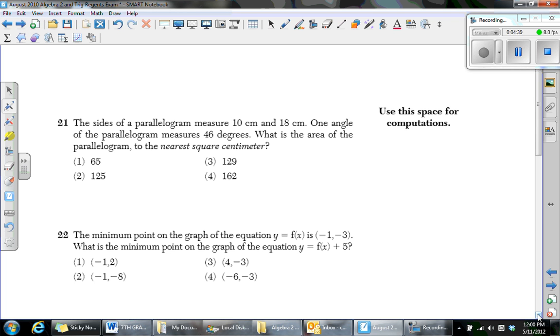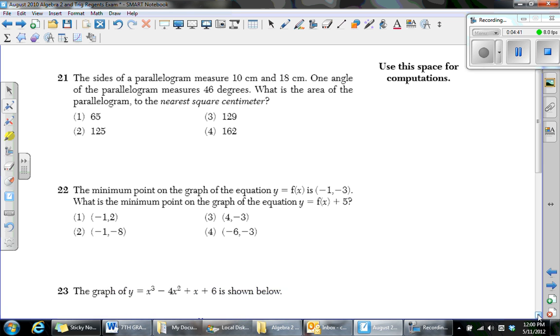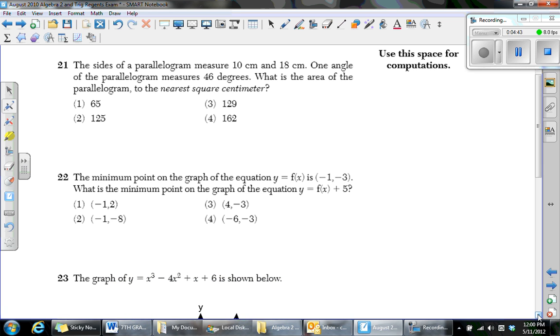Sides of a parallelogram are 10 and 18. The angle in between is 46 degrees. So we have a parallelogram. This is what we just completed. We know this side is 10, this side is 18, and the angle included is 46.